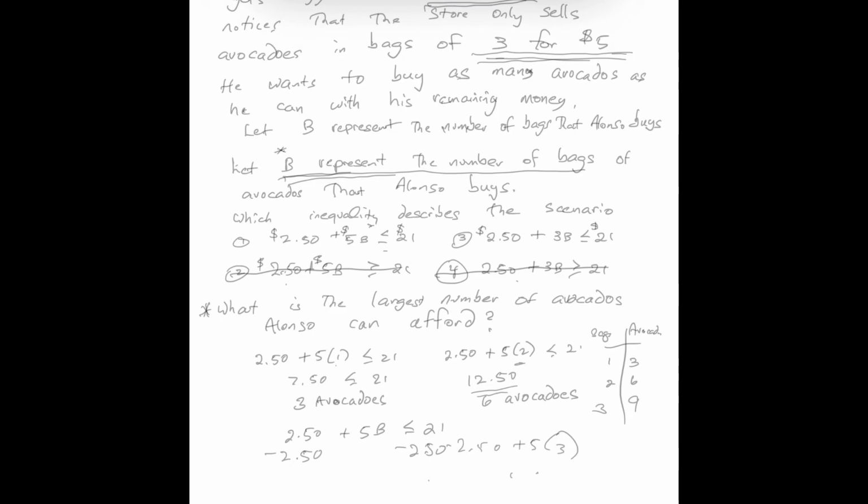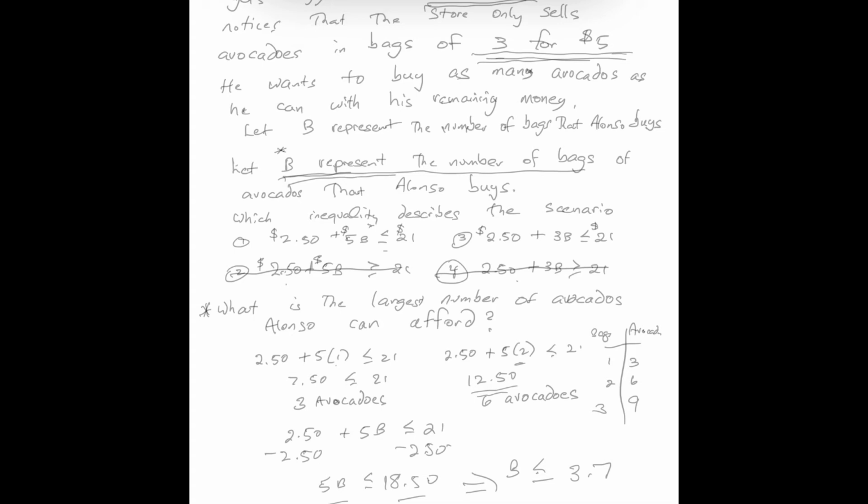We use the golden rule of equations and inequalities: whatever we do on one side, we're going to do on the other. We end up with 5B being less than or equal to 18.50, and then we're going to divide by 5 on both sides and do my double arrow thing here. We're going to get B is less than or equal to 3.7.